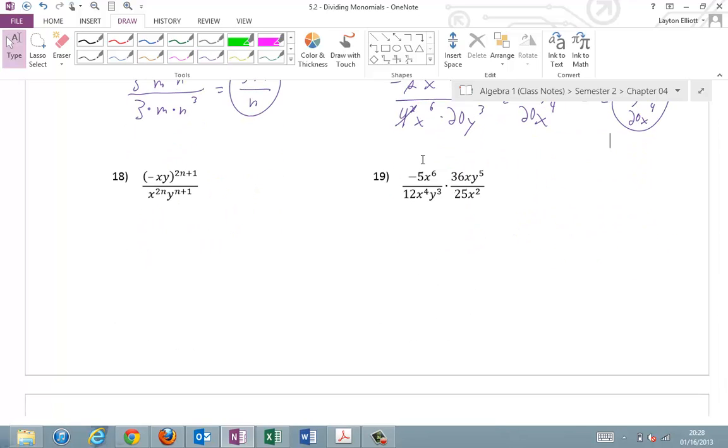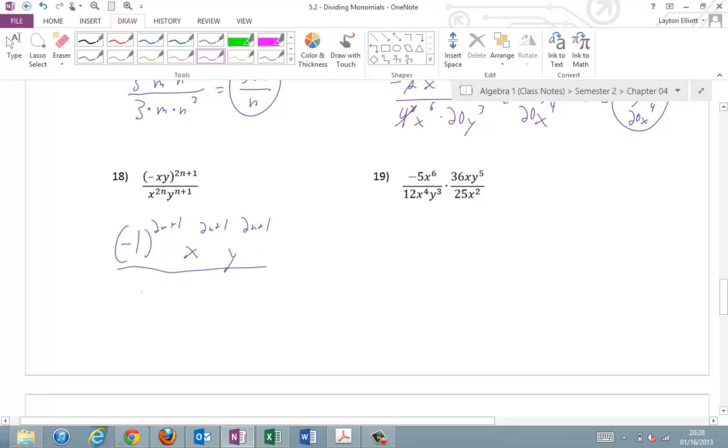18. 18's tricky. We have a variable in the exponent. We have a base with three parts to it. So I go negative 1 to the 2n plus 1, x to the 2n plus 1, y to the 2n plus 1, over x to the 2n, y to the n plus 1. Let's examine all of these differently.